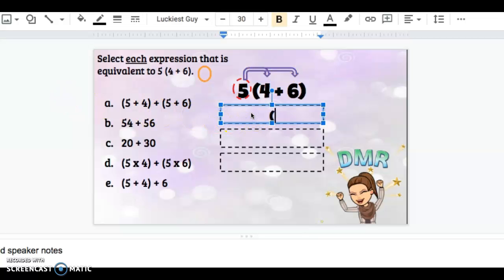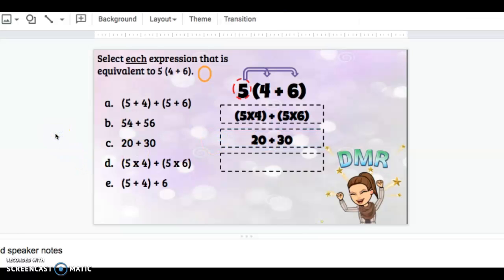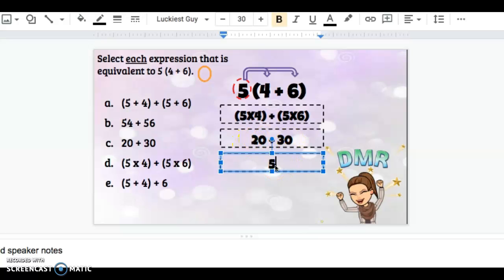sort your candy. 5 times 4, bring down that plus sign that's in the original problem, plus 5 times 6. Okay, you sorted your candy. Now let's put it together. 5 times 4 is 20, plus 5 times 6 is 30. Okay, then we add 20 plus 30 is 50.